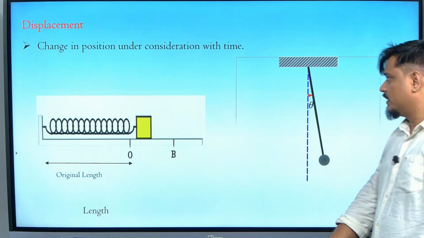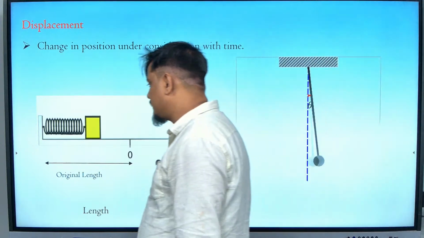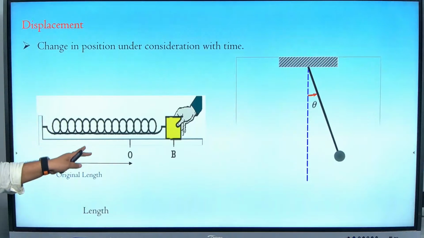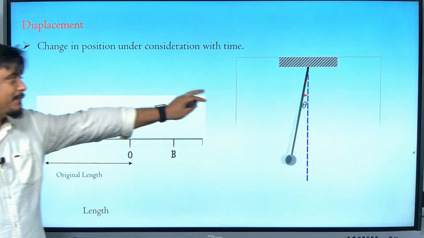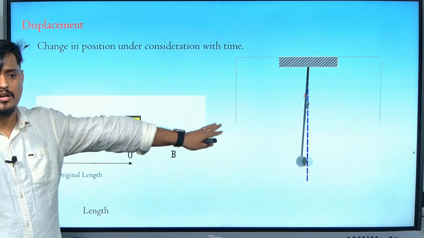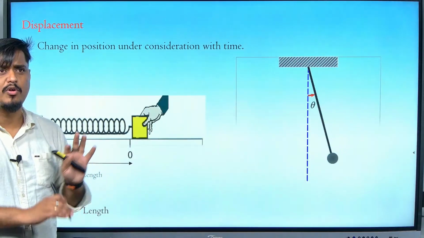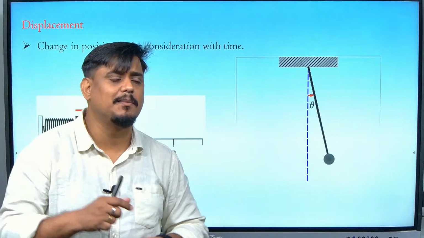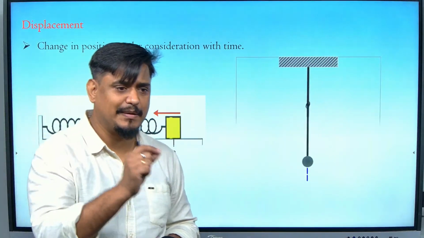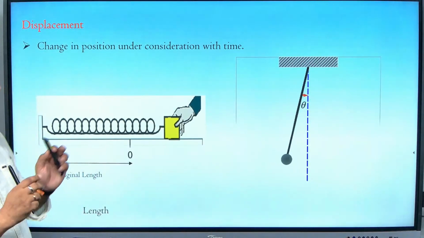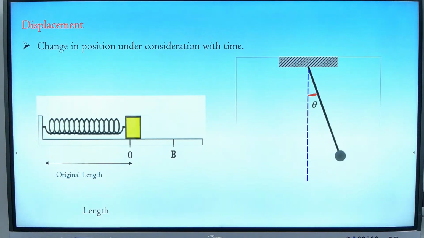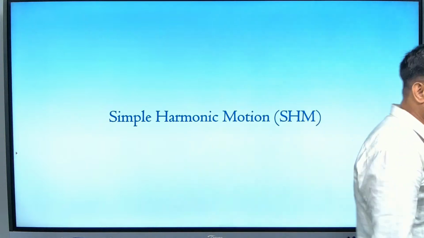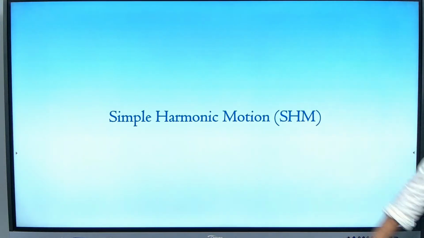Here I have shown you angular displacement, here I have shown you linear displacement. In the case of the spring, the spring is undergoing linear displacement, whereas the pendulum is undergoing angular displacement. So in this chapter we are going to talk about both. In some places we will talk about angular displacement, in some places we will talk about linear displacement. With all this basic knowledge about this chapter, now we are going to start the first topic, but before that, one more thing is remaining.